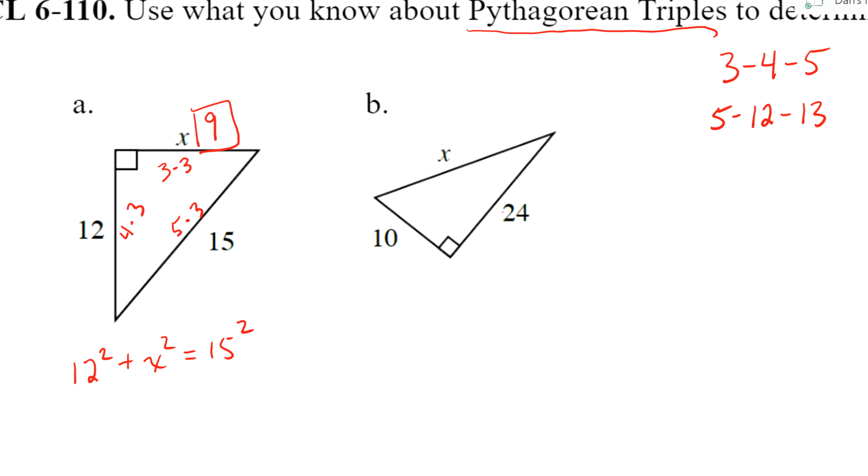Next one is 5 times 2. And 12 times 2. So what would x have to be? 13 times 2. 26. Done. On the test, those are the two I'm sticking with because those ones come up the most. Questions?